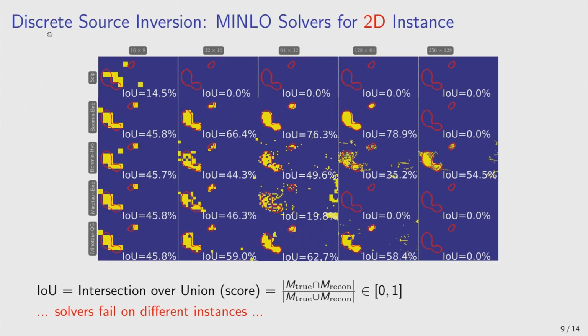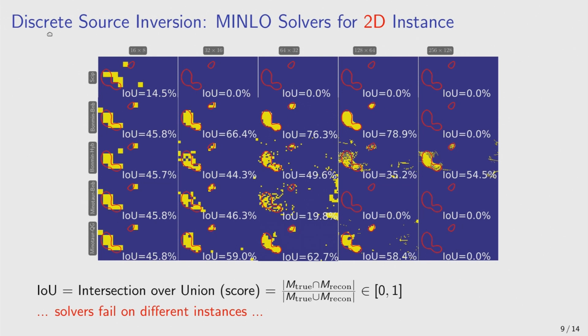So here's a little illustration. This is a set of instances that go from left to right. It's a mixed integer PDE constrained optimization problem, but that's not really important. The discretization increases from left to right. This is on a 16 by 8 mesh. Over here, it's a 256 by 128 mesh. The rows are different solvers. And what we're trying to do is recover these red regions here. So the optimal solution looks something like this.